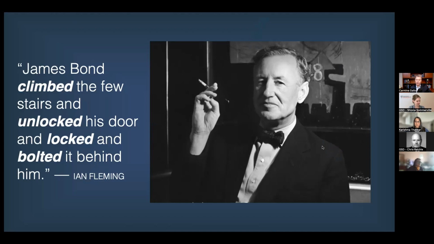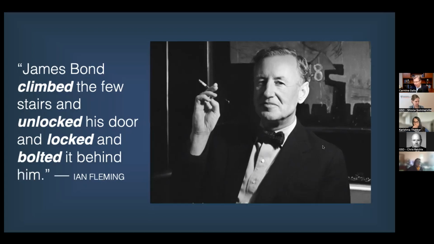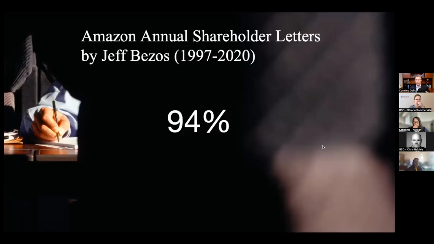Ian Fleming was very, very much known for this. James Bond, subject. What did he do? Climbed, unlocked, bolted the door. The other thing is to think about the verbs you use. Subject, verb, object, and make sure that you pay particular attention to the verbs. Now, if I go back to the Bezos letters, again, I told you I put them all through a software program. 94% of the words and the sentences were active voice.